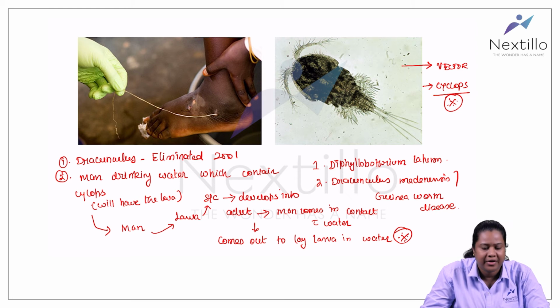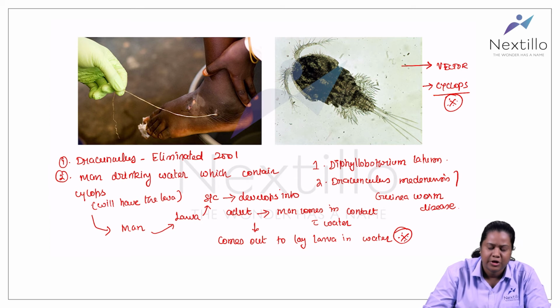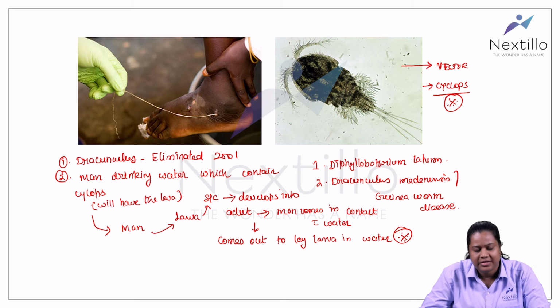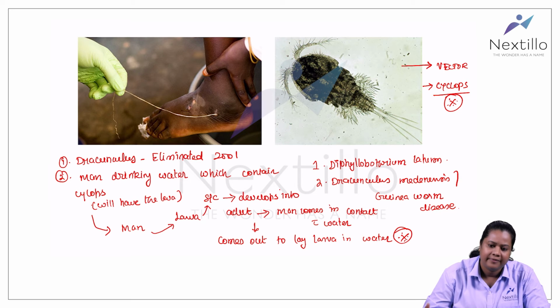So how is it able to penetrate the skin and come out? The adult worm secretes some digestive enzymes that make a blister on the skin, and when this person puts the leg in the water, the adult female knows that this is the time to lay the larvae. So when the person comes in contact with the water, the adult female Dracunculus comes out and lays the larva in the water. Then the larva is eaten by the Cyclops, and when somebody drinks the water which has the Cyclops, the cycle keeps continuing. This is a very interesting fact about Dracunculus medinensis.